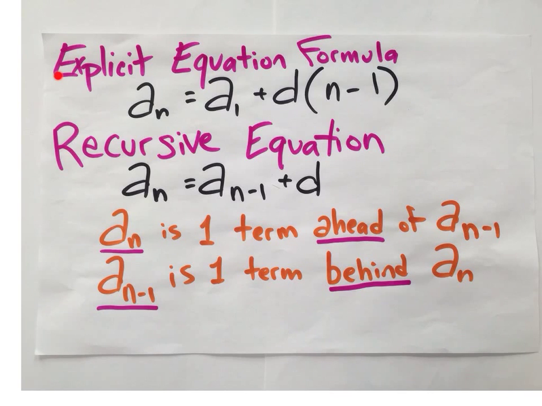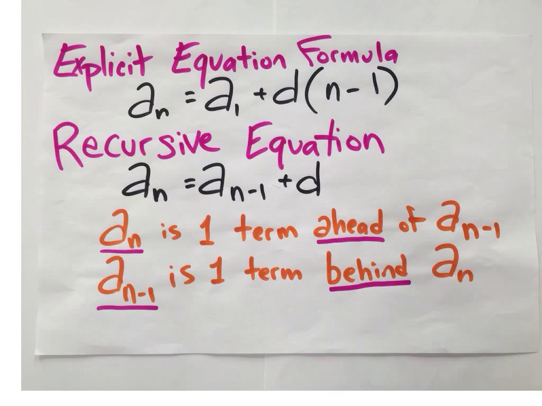We know we can use the explicit equation formula to find unknown values in an arithmetic sequence. Let's review how to use the recursive equation formula to find unknown values in a sequence. And we know that this always uses the preceding term to define the next term of the sequence. So here, for example, we have a sub n equals a sub n minus 1 plus d, which is the difference. A sub n is one term ahead of a sub n minus 1, and this a sub n minus 1 is always one term behind.